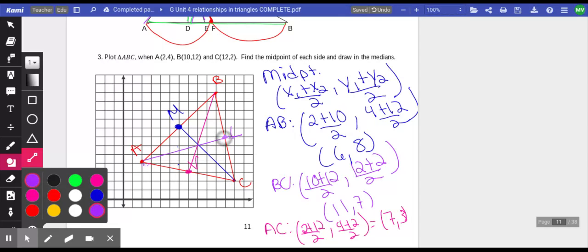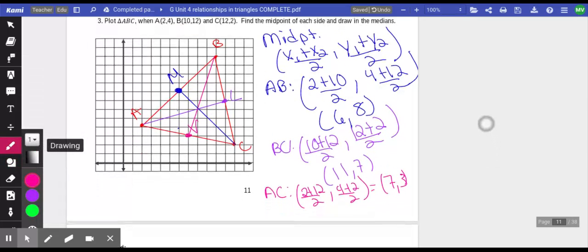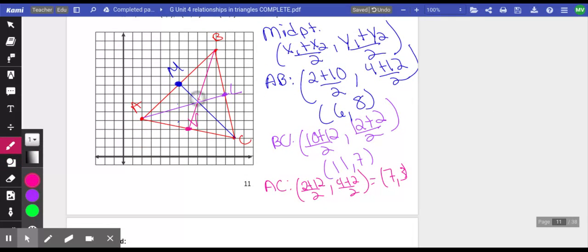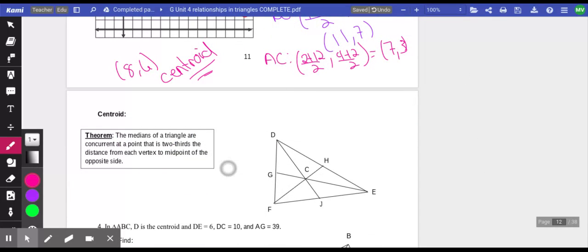You will notice that all three of these lines intersect at a single point. In this case, that single point is (8, 6). (8, 6) is my centroid. And that's our next word to define. Centroid is the point where the medians meet or intersect.